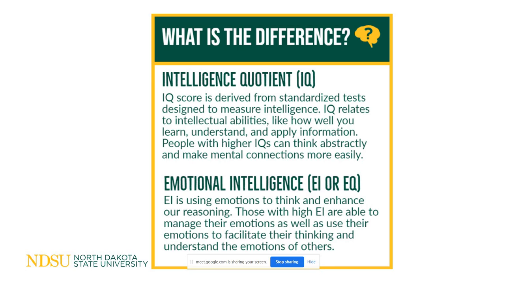People with a high IQ score are not necessarily good in relationships. Although they can think in a better way, think abstractly and make mental connections more easily, people with emotional intelligence are different. It is useful in the identification and recognition of emotions, which facilitates better thinking and relationships. So this is the difference between IQ and EI. Are you able to differentiate? Students, did you understand the difference?